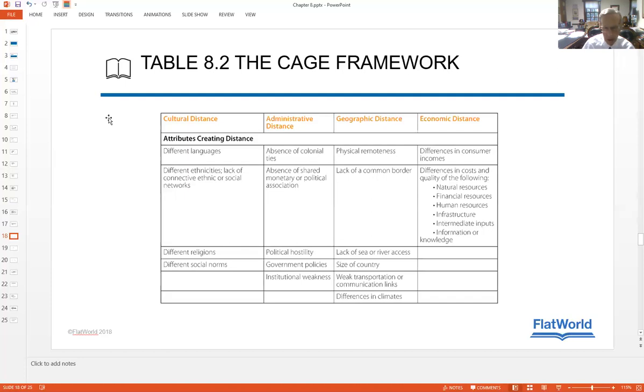So what could generate cultural distance? Obviously the languages, ethnicities, the history of the country, how it grew up to be the way it is, the social networks. Religion obviously would make a big difference, and social norms.